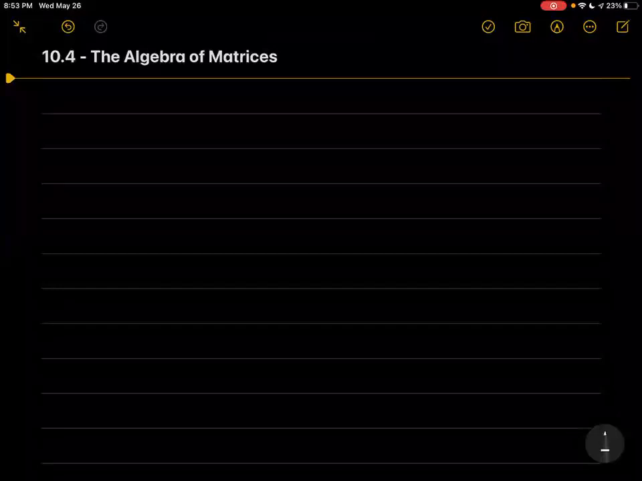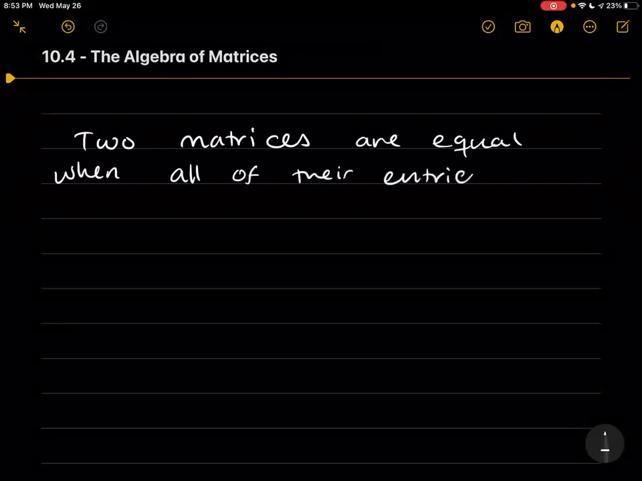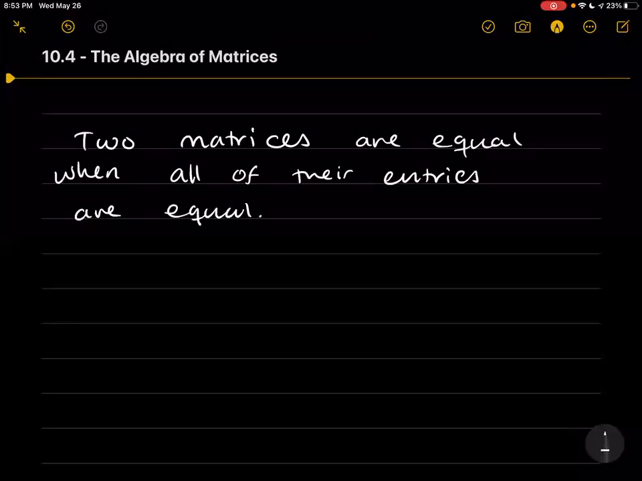So to get started, first we should talk about when two matrices are equal. And they're equal kind of when you would expect them to be. So two matrices are equal when all of their entries are equal. That's kind of what you would expect, right?